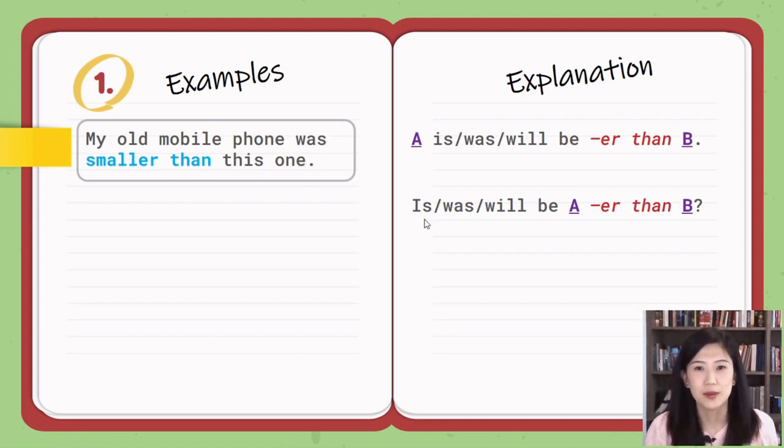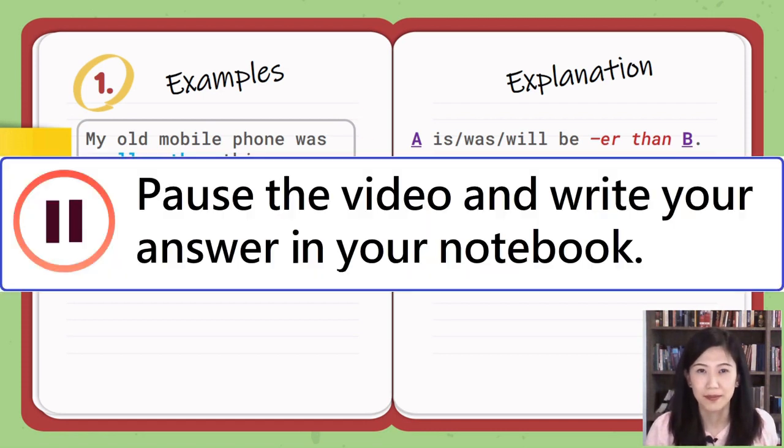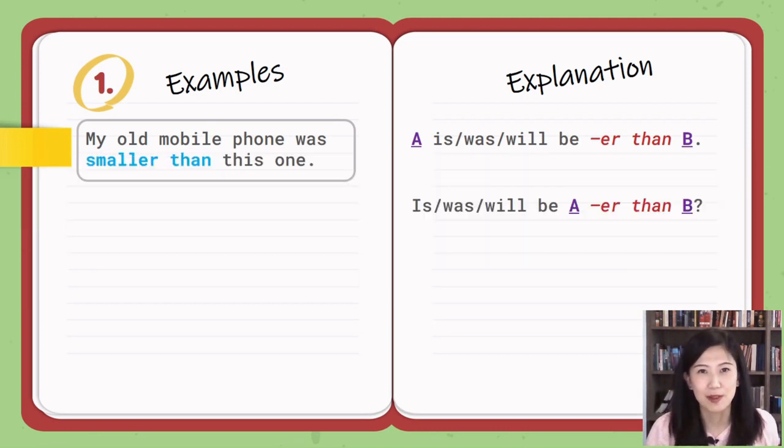In the question form, just change the is, was, will be here and turn it into the question word. Is, was, will be A, smaller than, taller than, bigger than, B. Now it's your turn. Give it a try. Look at this example sentence here on the left. Can you turn it into a question? Hit pause now, write down your answer, and check back with me after you're done.